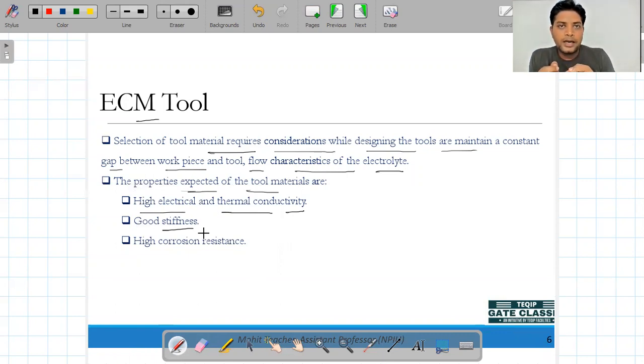So it should not initiate a crack. If it initiates a crack, then what will happen? The complete electrolyte will flow inside the crack, and that will create a problem. So good stiffness should be required, and high corrosion resistance, because obviously whatever material is removed is removed due to corrosion. So please keep in mind these things.